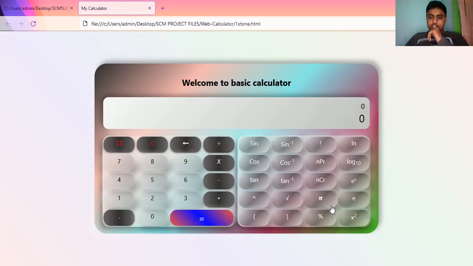And exponential e power 3 will be 20.08.